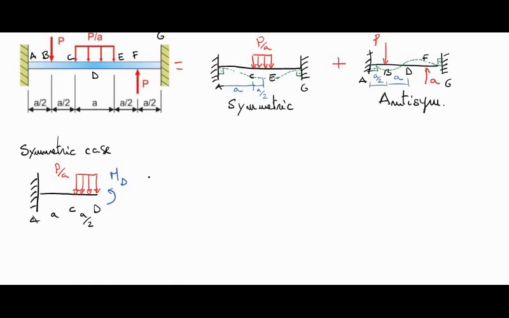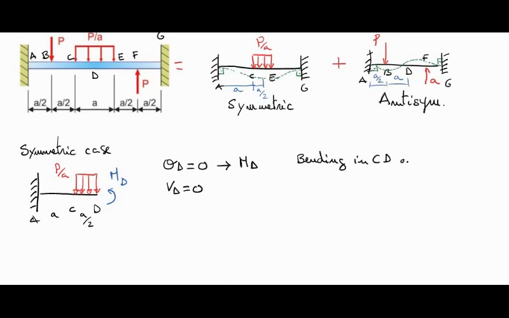And we have a series of simplifications: the slope of the cross-section D in the symmetric case is equal to 0. And in addition, the shear force at cross-section D is equal to 0, something that we already know, so we don't write the shear force. We are going to use the equation angle of D equal to 0 to calculate the bending moment at D.